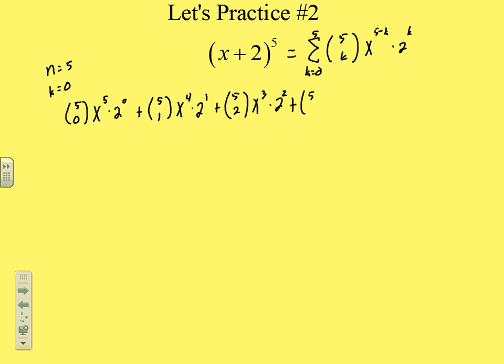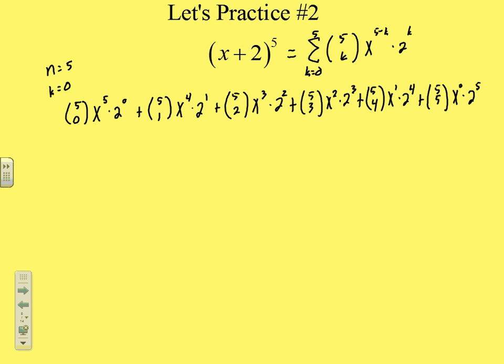which would be 5 choose 3 times x squared times 2 cubed, and the next combination is 5 choose 4 times x to the first power and 2 to the fourth power, and our last combination will be plus 5 choose 5, which will give me x to the 0 power times 2 to the fifth power.